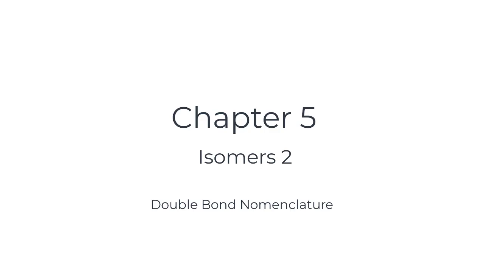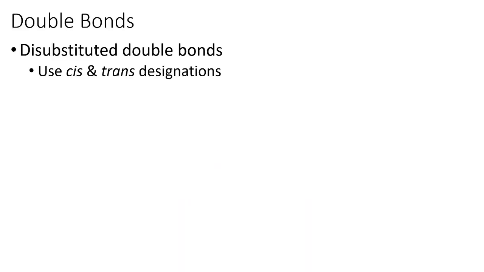In this section of Chapter 5, we're going to put our stereoisomer nomenclature into our double bonds. So if we have di-substituted double bonds, we can use that cis-trans designation. And the cis-trans designation is going to go in front of the molecule, just like we saw the R and S designations going in front of the entire molecule, followed by a dash. So let's look at an example here.